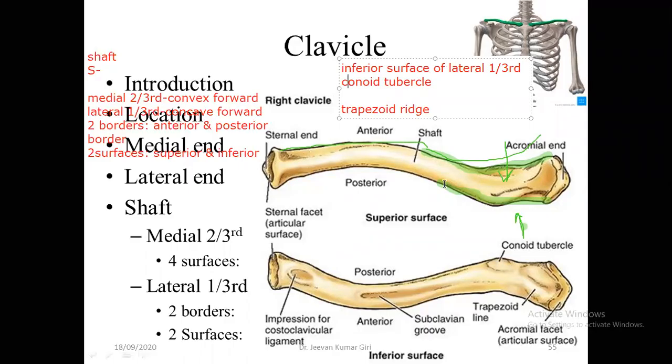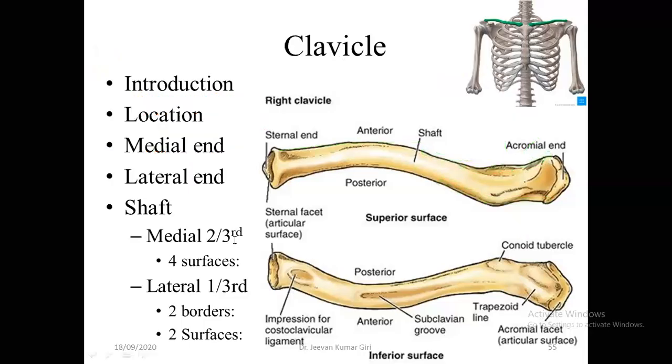So in this conoid tubercle and the trapezoid ridge there is the attachment of the coracoclavicular ligament. So this coracoclavicular ligament has got two parts, conoid part and the trapezoid part. So the conoid part is attached with the conoid tubercle and the trapezoid part is attached with the trapezoid ridge. Just remember this much. Are you getting up to here? Now we have read the features in the lateral end. Okay, lateral end in the inferior surface you will find the two features, that is the conoid tubercle and the trapezoid ridge. Okay. Now next we will see the medial 2/3 of the shaft.